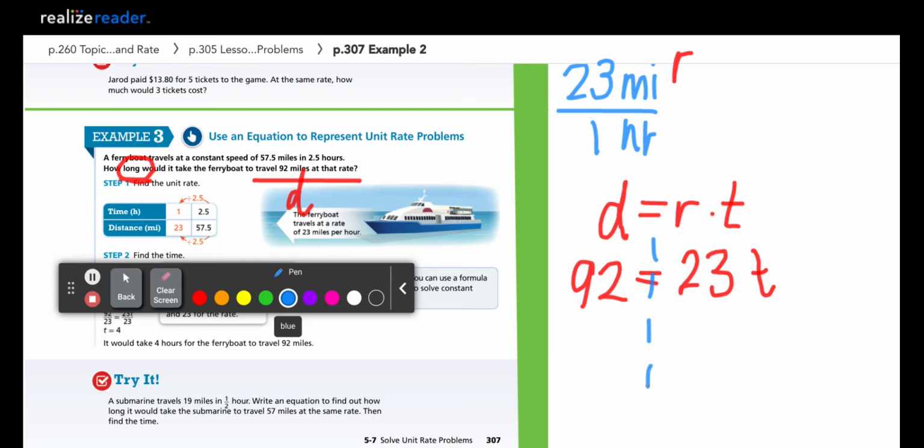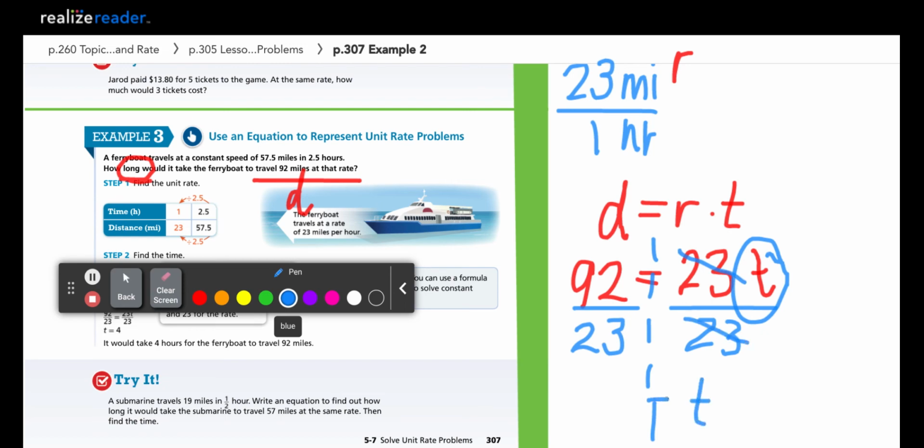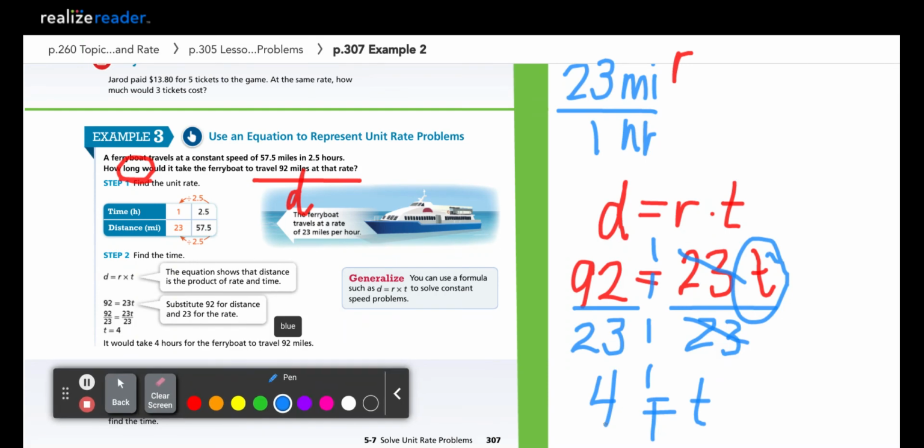We draw a dotted line down the middle. We circle our variable. Our goal is to get t alone. So how do we get t alone? We're going to have to divide both sides by 23. 23 divided by 23 is 1t. And what does t equal? T equals 4 hours.